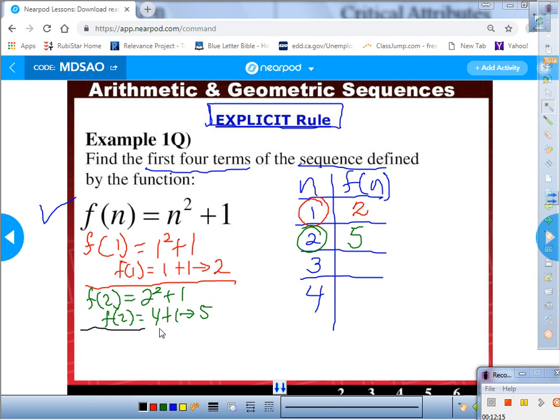Next. What's my next term? The third term. So I write what? F of 3 equals 3 squared plus 1. F of 3 equals 9 plus 1. What is 9 plus 1? 10, and that goes right there. And I want you to do the last one by yourself. Do f of 4.